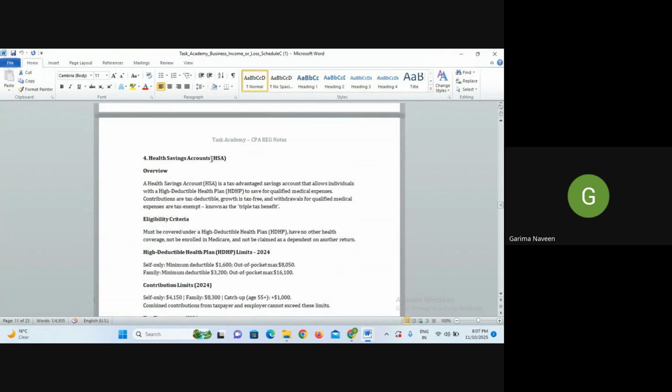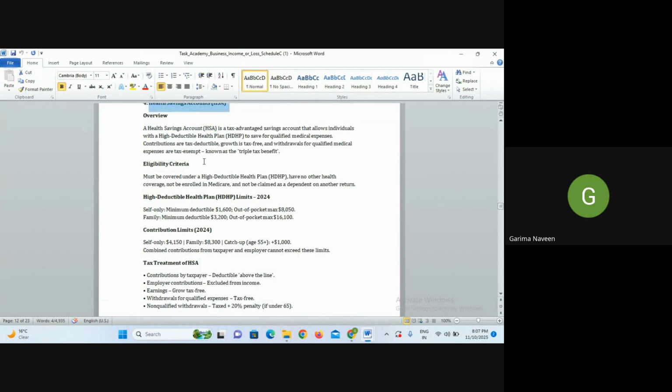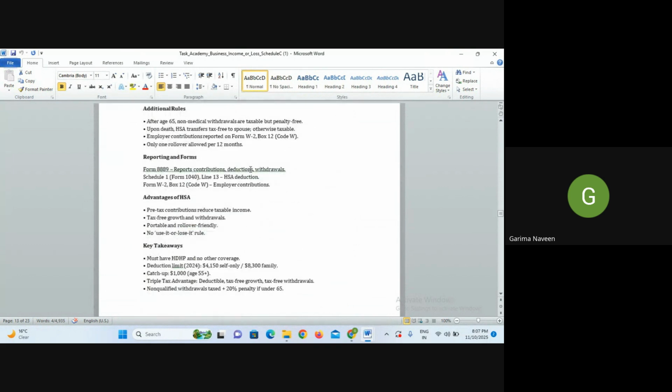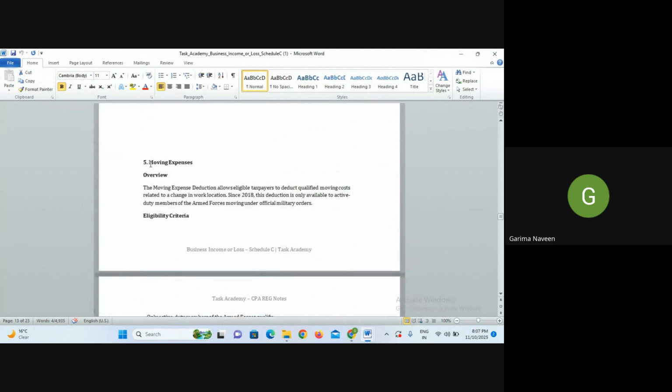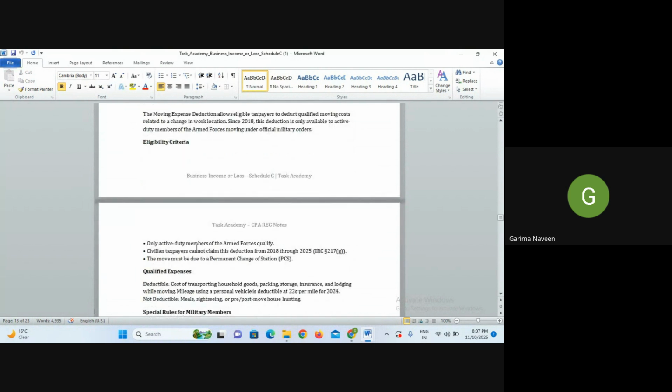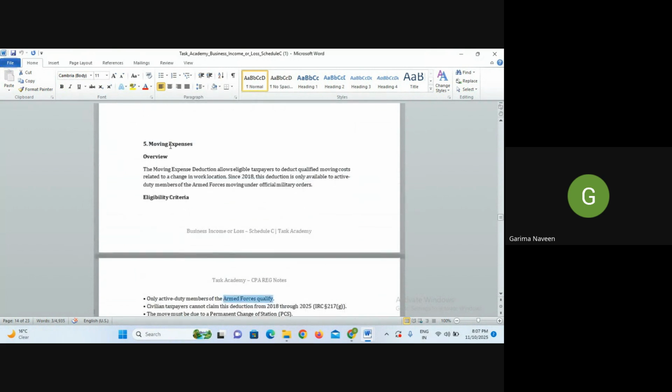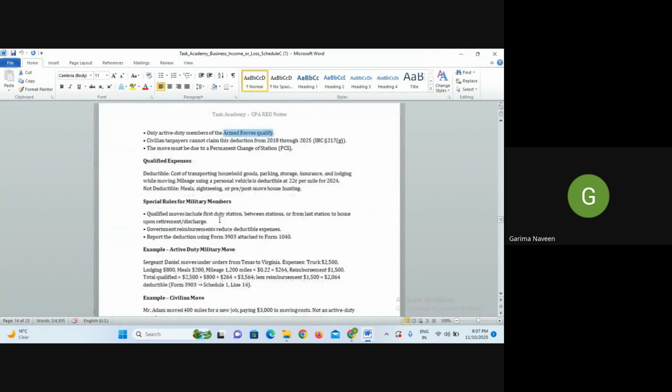Next, health savings account. So if as an individual taxpayer you have some health savings account or a family plan, then contributions to these plans you can deduct in your 1040. There are some limitations, which we discussed in our last class. Then moving expenses related deduction. So if you are working in the armed forces, then you can deduct your moving expenses in your form 1040.